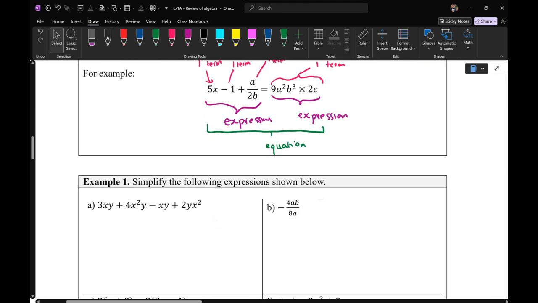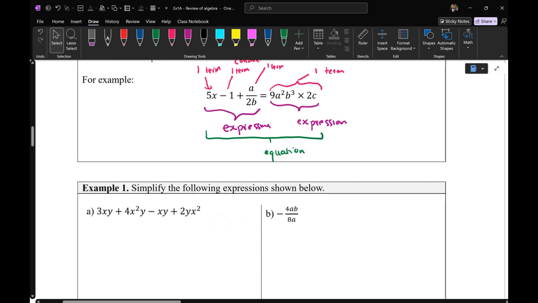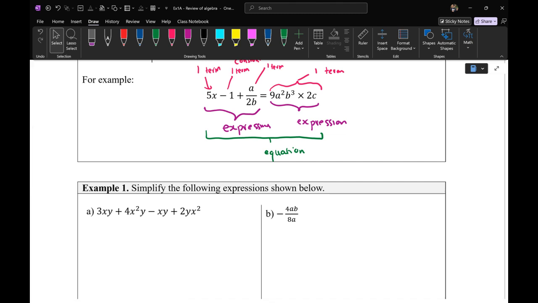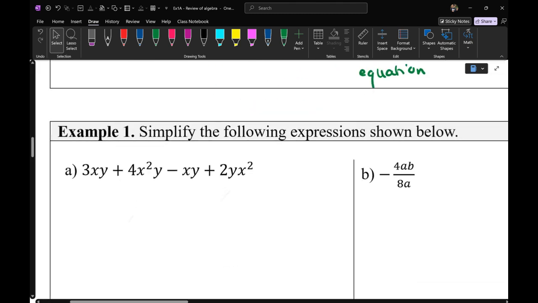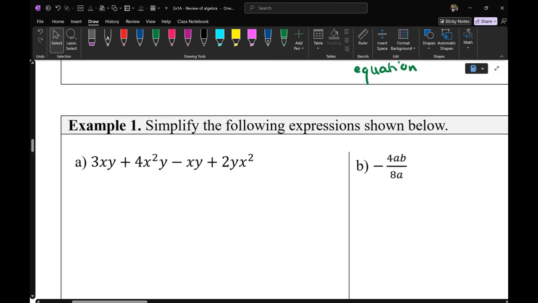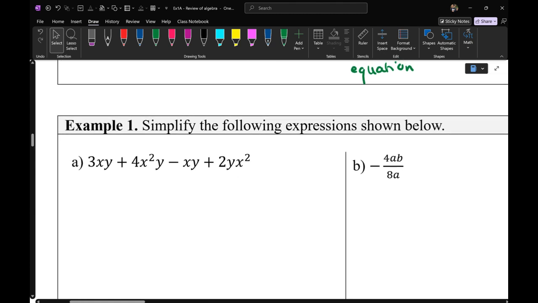But the reason why I explain it is because I hope when you start solving later on, you don't make those mistakes I just explained, because if you can count the number of terms, then you know how many you have to do a factor of. Let's do the first one over here. Example 1, simplify the following expressions shown below.